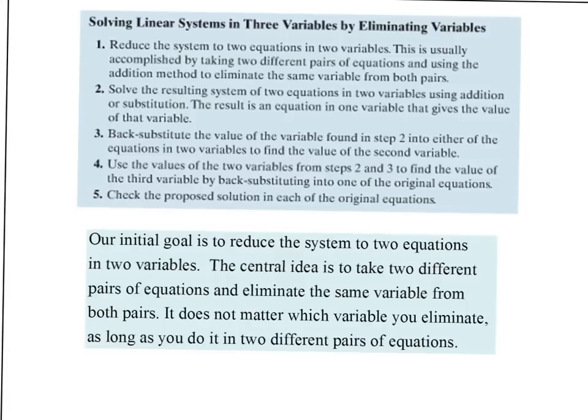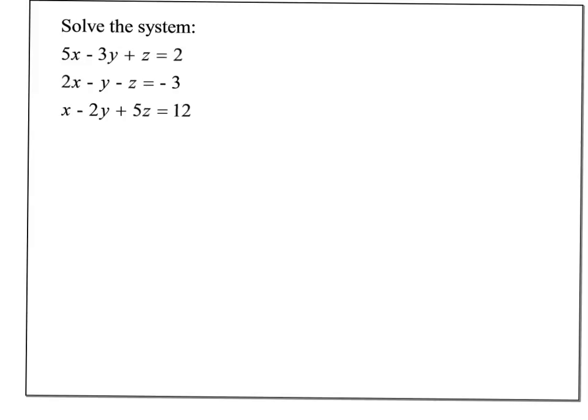Okay, solving linear systems in three variables by eliminating variables. Basically, what we're trying to do here is reduce our three equations of three variables to two equations with two variables, because we know how to do that. So once we do that, we can solve it like a traditional system. Okay, so let's go ahead and solve the system here.